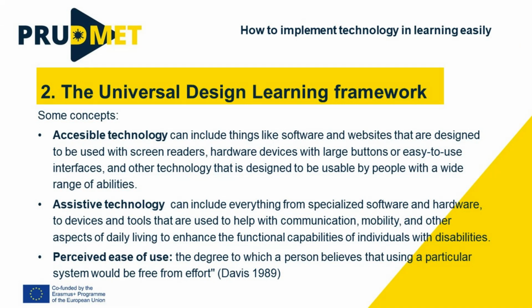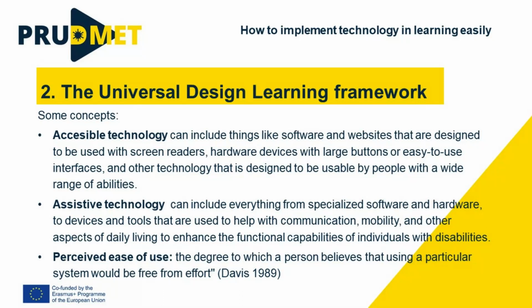efficient manner. Therefore, there are some concepts that need to be cleared, such as the difference between accessible and assistive technologies. The first one refers to things like software and websites that are designed to be used with screen readers, hardware devices with large buttons or easy-to-use interfaces, and other technology that is designed to be usable by people with a wide range of abilities. The latter one may include everything from specialized software and hardware, to devices and tools that are used to help with communication, mobility, and other aspects of daily living to enhance the functional capabilities of individuals with disabilities. Both are equally interesting for the purposes of this module.